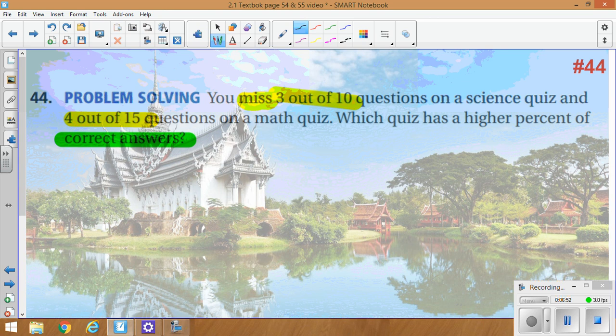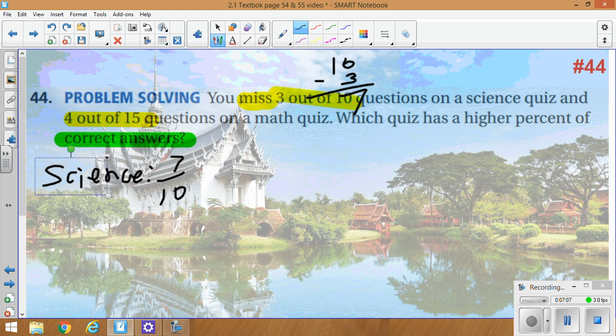So we're going to make a little table here. Science. Let's think about this. If there were 10 questions, you got 3 wrong. How many did you get right? 7. So you got 7 right out of 10. Cool. Now we're going to go to math. So in math, if there were 15 questions and you got 4 wrong, how many did you get right? It's 11. So you got 11 right out of 15.